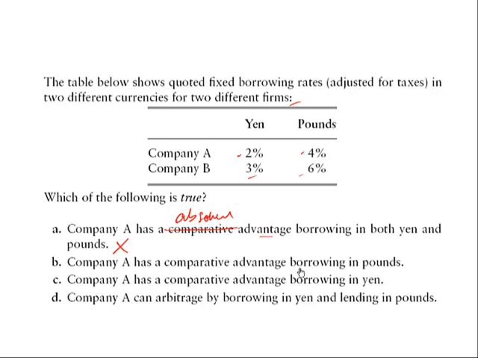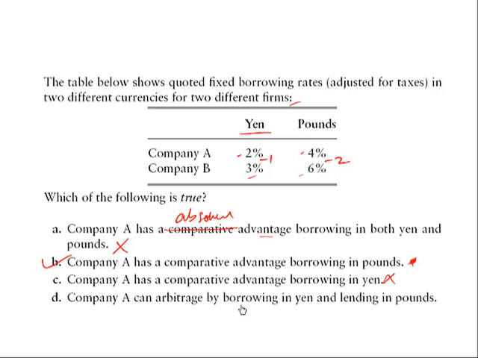Company A has a comparative advantage borrowing in pounds. In fact, this statement is right. 2 minus 3 is minus 1, 4 minus 6 is minus 2, so he has a much lower borrowing cost in pounds. So company A has a comparative advantage in pounds. Automatically, company B has a comparative advantage in yen. So company A doesn't have it in yen.